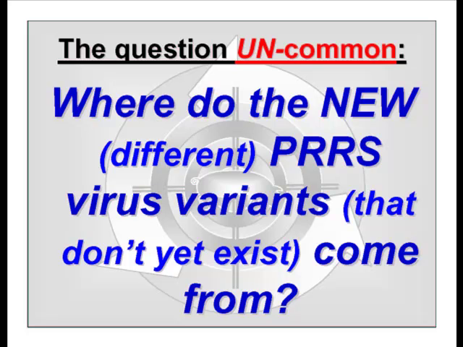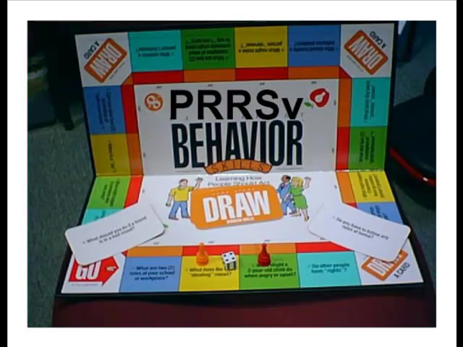Now this is the uncommon question. We had the in-common question. This is the uncommon question. Where do the new different viruses come from? Where do the 142s originate? Where do the 184s, the 118.2s, now the 126.2s, I think, is the current one? Where do those come from? The ones that we would call different or new virus variants that don't yet exist.